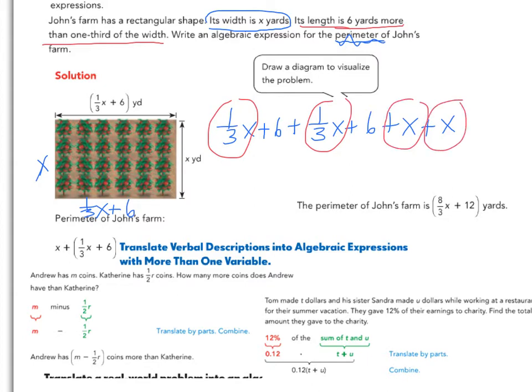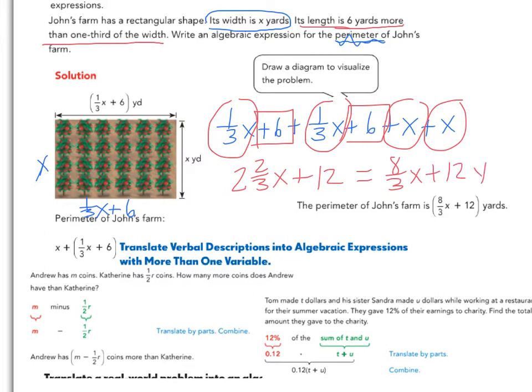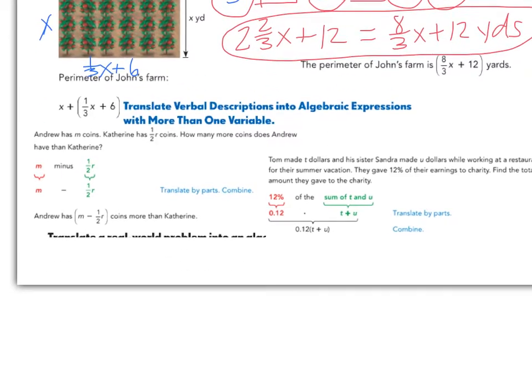So that gives me 2X, 2 whole, and then 2/3. So that's 2 2/3 X, and then our whole numbers are 12. Some of you may have 8/3 because 2 2/3 is equal to 8/3. So remember, improper, so 8/3 X plus 12, and that would be yards. And I would accept either of those. So let's move on down here.